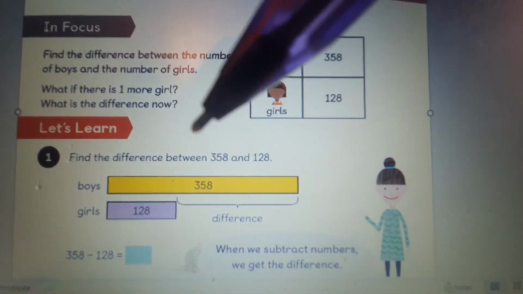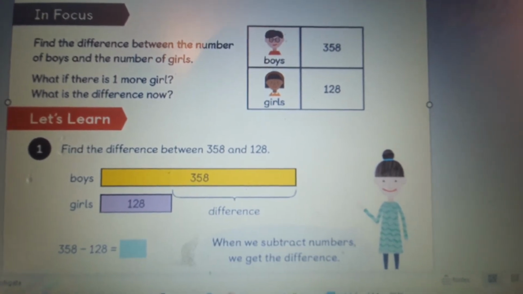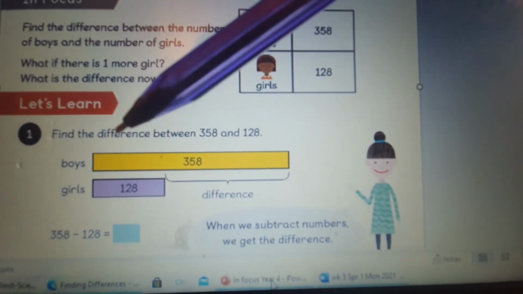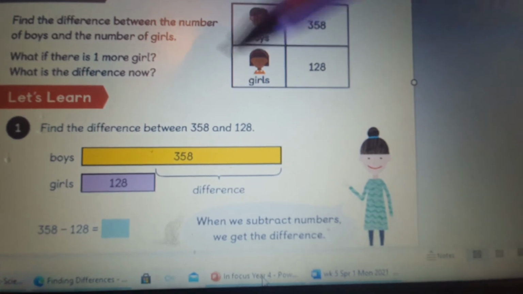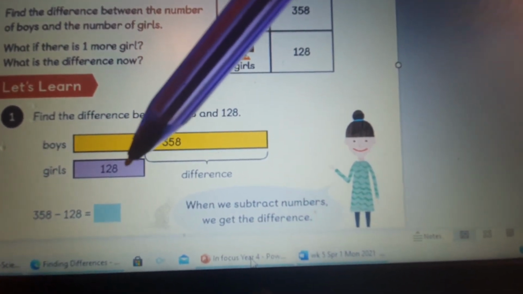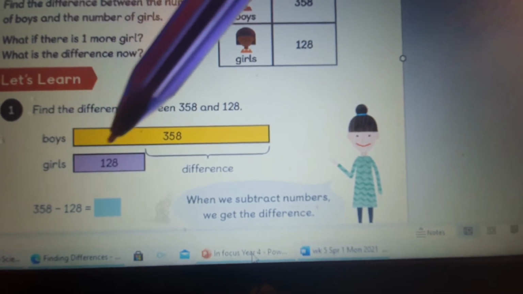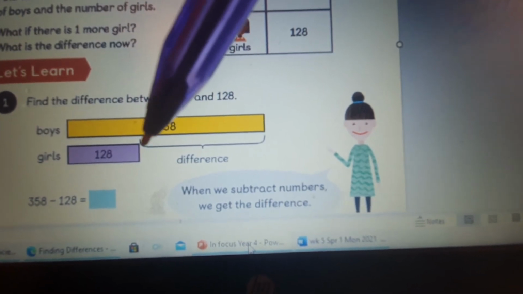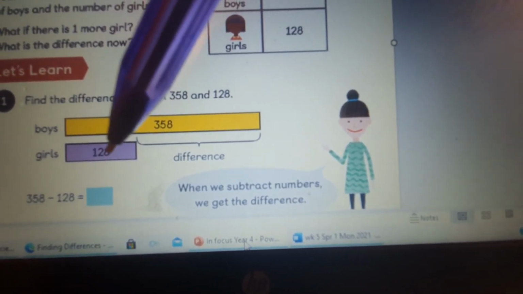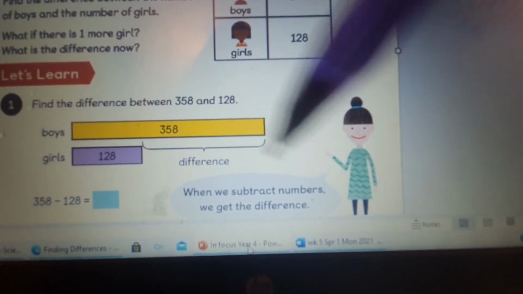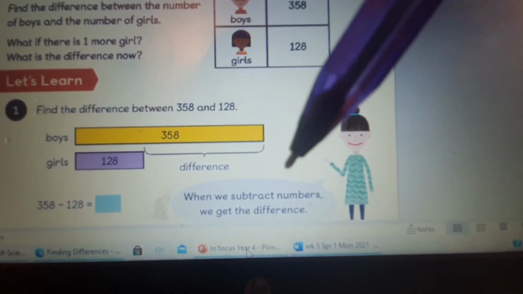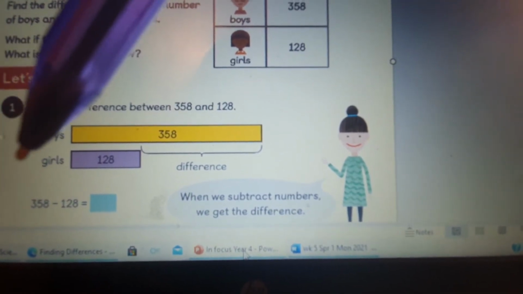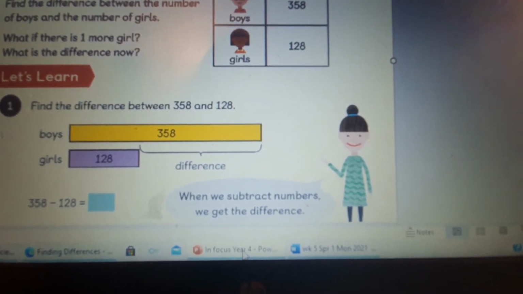So finding the difference. Difference is subtraction between your highest number and your smallest number. So we can see there as a bar model method, we've got 358 boys and girls 128. And it's relative to the size. So it's over half of them are girls. So there's twice as many boys at least. So here is the difference, and we need to find what that is. So it's quite a lot, isn't it? So the calculation will be 358 subtract 128.